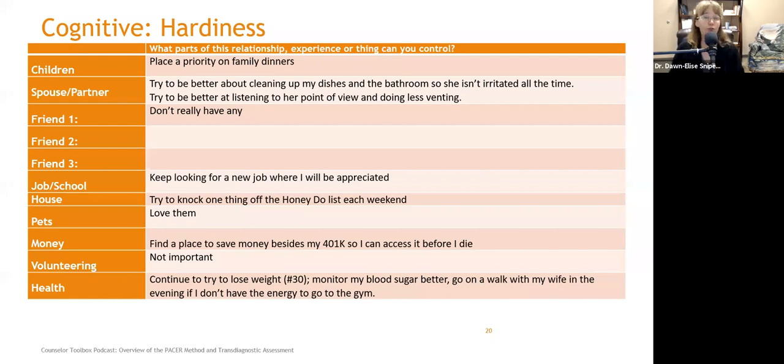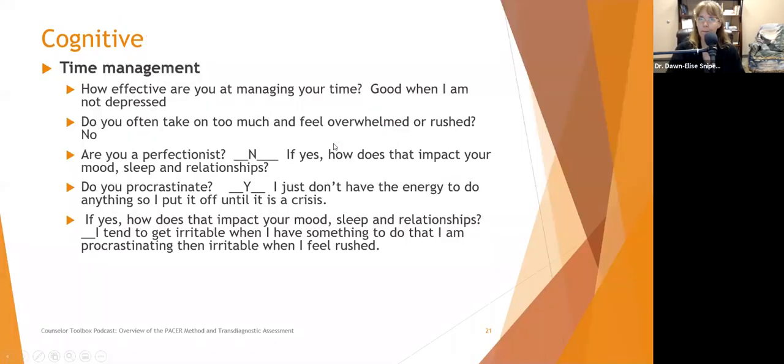He wants to lose 30 more pounds, monitor his blood sugar better. He decides that he might start going on a walk with his wife in the evening if he doesn't have the energy to go to the gym. So he's recognizing that maybe moving a little bit might be helpful.